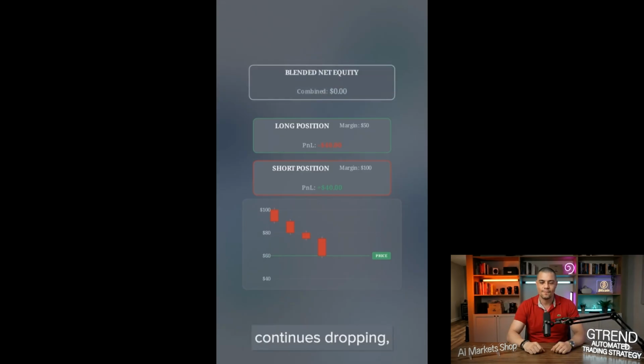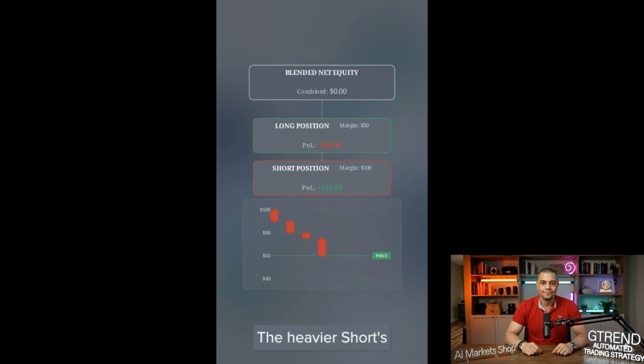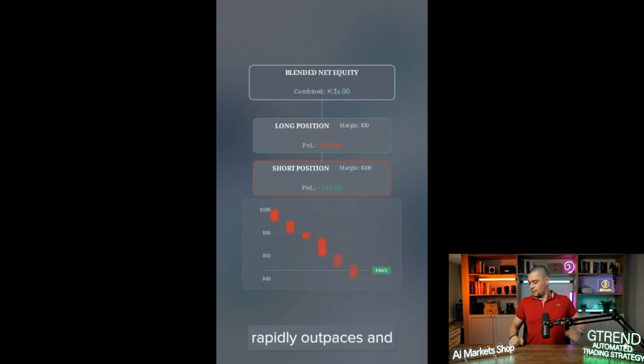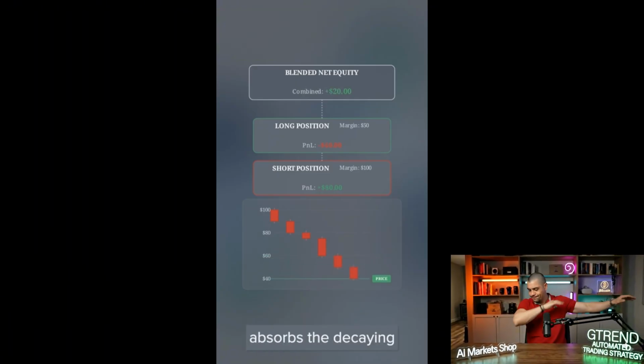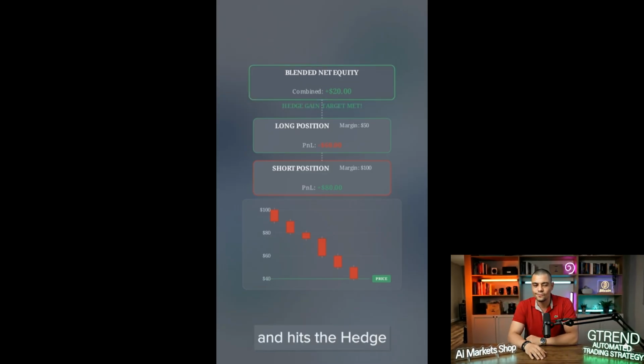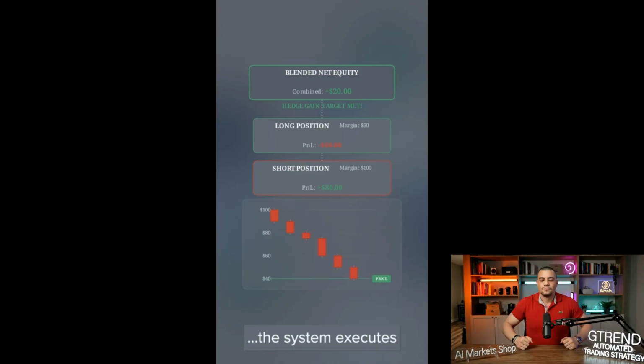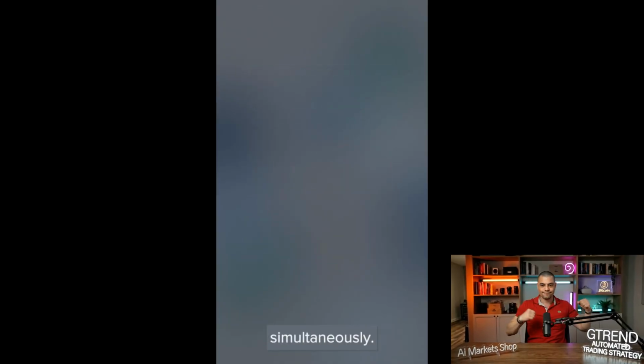When the market continues dropping, the system executes continuous dual-sided equity monitoring. The heavier short's positive P&L rapidly outpaces and absorbs the decaying long's loss. When combined net equity crosses into positive territory and hits the hedge gain threshold, the system executes an automated, synchronized cross-close to liquidate both positions simultaneously.